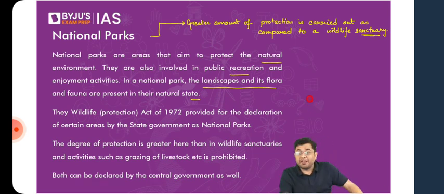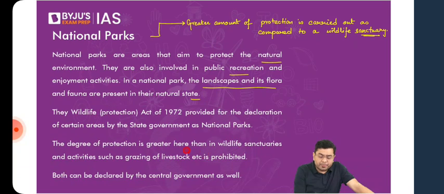Now, the Wildlife Act of 1972, which provided legitimacy for the establishment of national parks, is also the one which is at play in order to protect. The Wildlife Act gives you the legitimacy for both wildlife sanctuaries as well as national parks. Here also, under certain conditions, it is the central government which can declare a region as a wildlife sanctuary. But here also, the degree of protection in general is greater. So both are declared by the state government, but in certain conditions, by the central government.